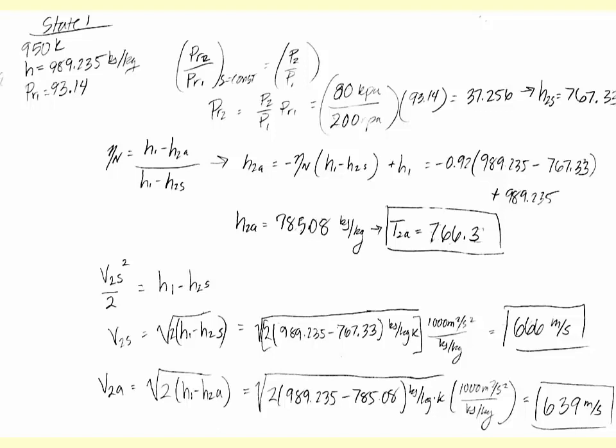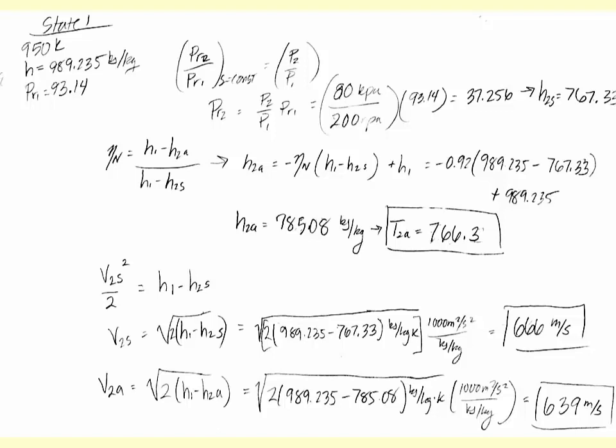The exit temperature of the isentropic case is easy to find based on the table, but we want the actual case. So if we compare the two together, the nozzle efficiency is equal to H1 minus H2A over H1 minus H2S. So H2A is equal to H1 minus the nozzle efficiency multiplied by H1 minus H2S. So we can solve for H2A.